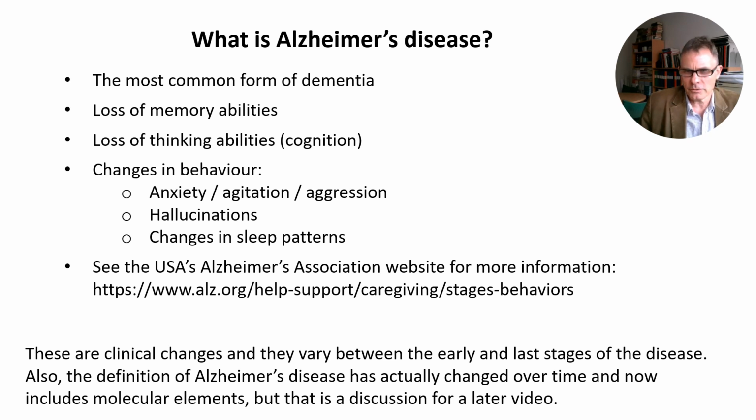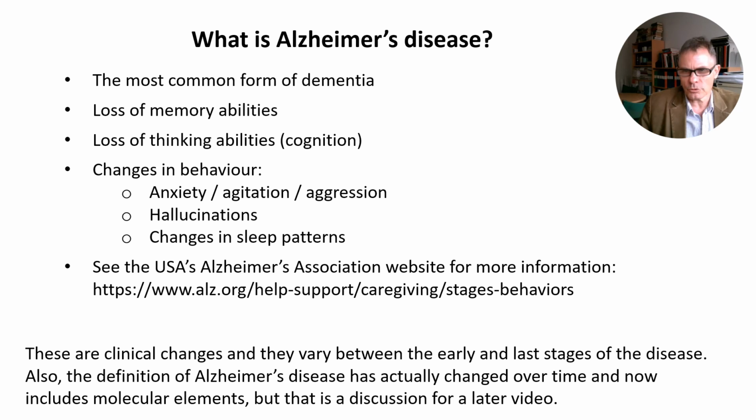Now, an excellent place to find out information about these different clinical manifestations of the disease is the USA's Alzheimer's Association website. And in particular, I would point you to this particular page here, and I'll show it actually on the next slide. As mentioned, these are clinical changes and they vary between the early and late stages of the disease.